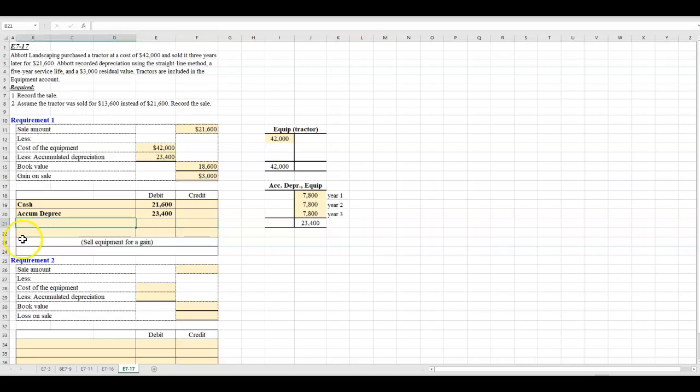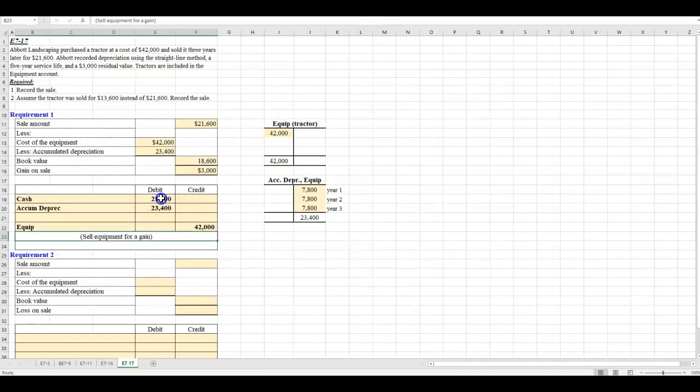Let me just skip a line here. Equipment, credit $42,000. Now, my debits, and I'm going to move the screen down just a tad. My debits total, and if you look down here in the bar, you can see what the debits total, $45,000. My credits total $42,000. Oh, my debits need to equal my credits. The difference is a $3,000 credit, which is a gain on sale of equipment. So a gain is like a revenue, so you're going to credit it. Now my debits equal my credits.